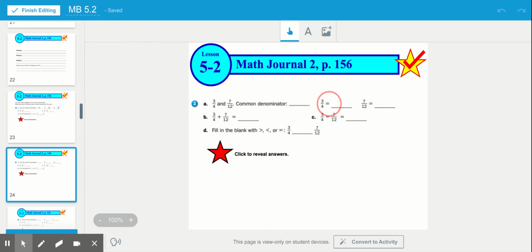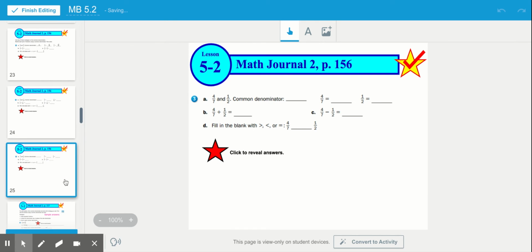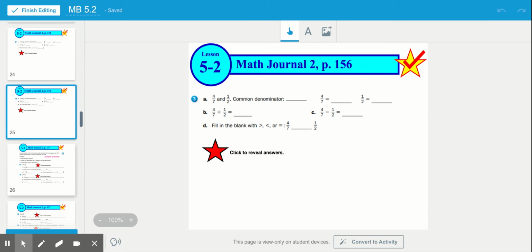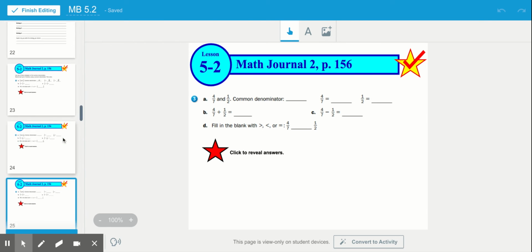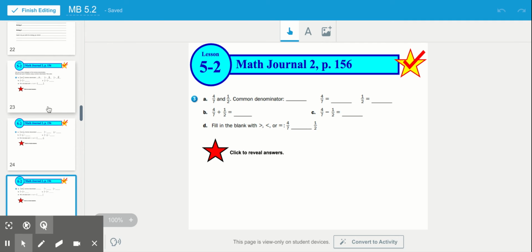Tell me what these are as equivalent fractions with common denominators. Add them, subtract them, and then say greater than, less than, or equal to. And number 3, 4/7 and 1/2. Adding, subtracting, greater than, less than, or equal to. Pause, do those 3, and come back and check.